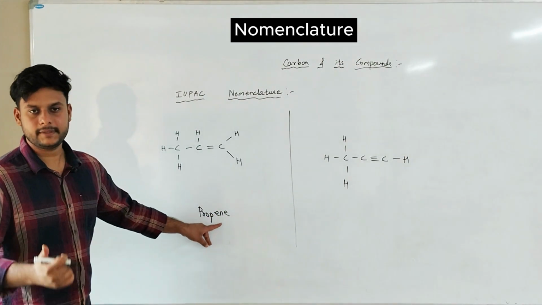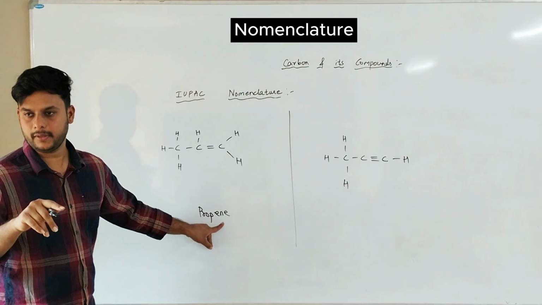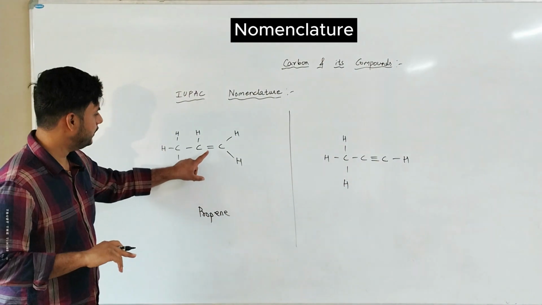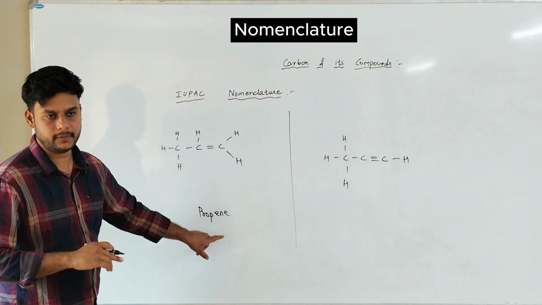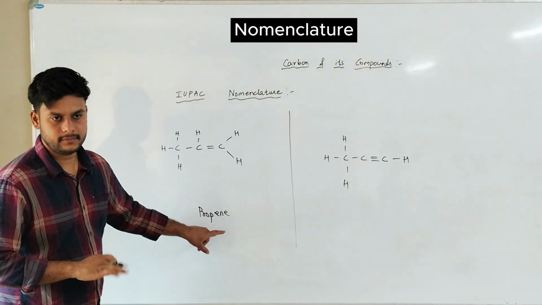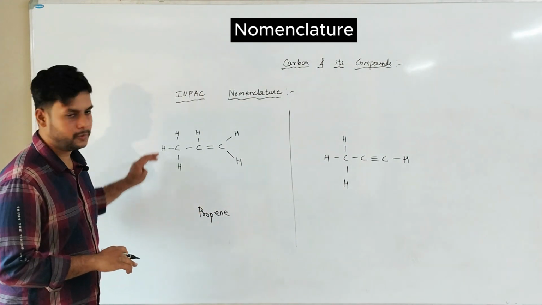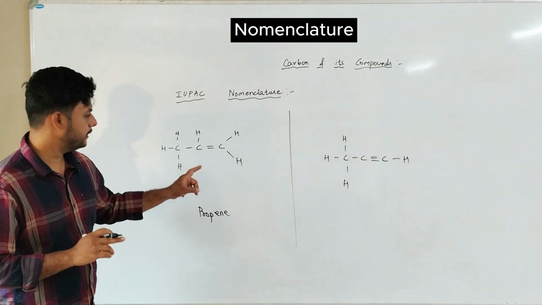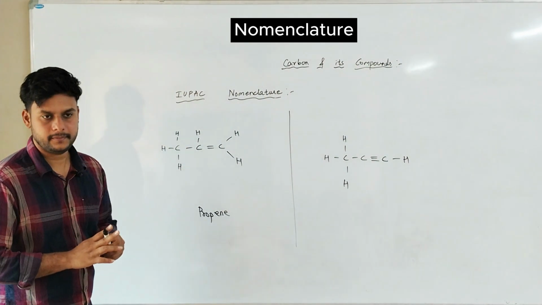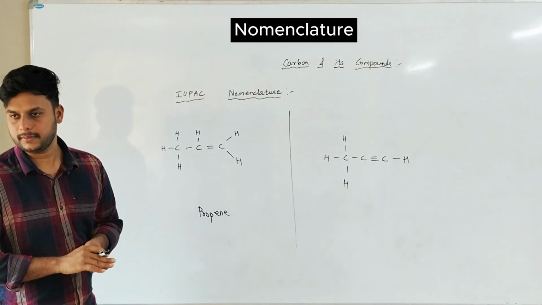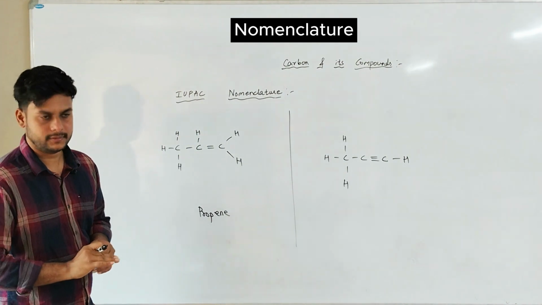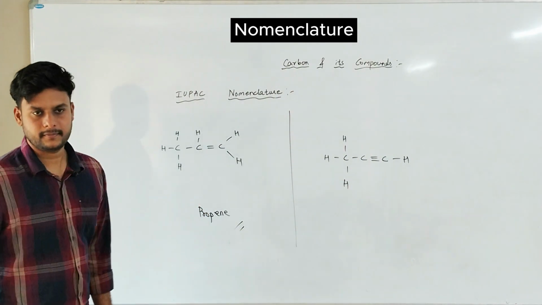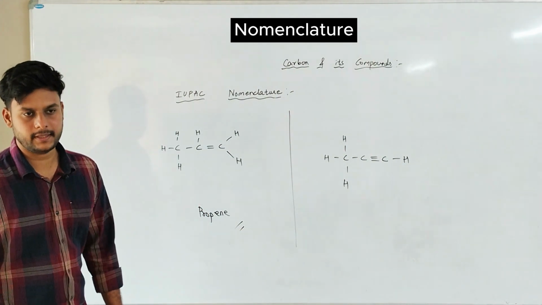Understood or no? If I have a single bond, it is ANE. If I have a double bond, it is ENE. If I have a triple bond, it is YNE. Very easy. Since I have a double bond between carbon and carbon, it is ENE. Propene. Do I have any chloro, bromo, fluoro? No, so the prefix is absent. Is there any suffix? The suffix is also absent. Nothing is there, so the name is propene.